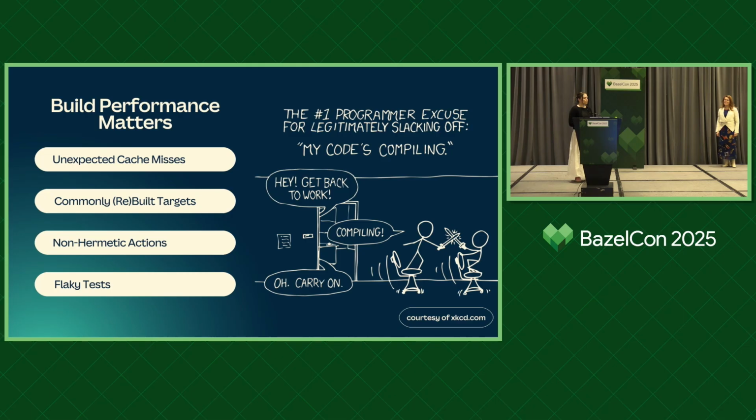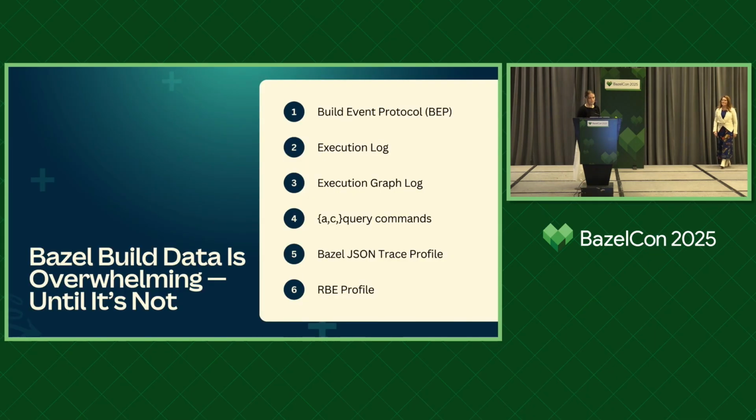We need to understand where things are going wrong. Are we hitting some unexpected cache misses? Are there targets that are rebuilding too often? Are we hitting some non-hermetic actions? Or are there some flaky tests that just keep rerunning? And luckily for us, Bazel gives us no shortage of data. It's got logs, profiles, queries, protocols, you name it. So instead of guessing where things go wrong, let's use the data Bazel already provides to our advantage.